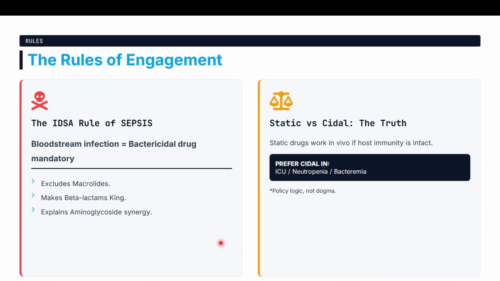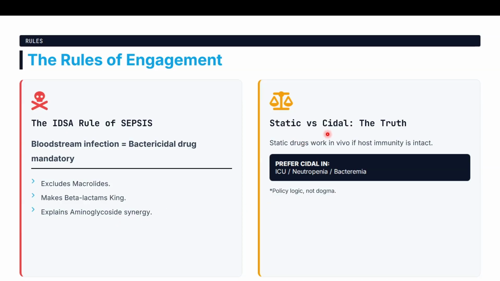Now, rules of engagement: the IDSA rules of sepsis. What it says is, if it is a bloodstream infection, always go for bactericidal, that is beta-lactam or vancomycin. This already excludes macrolides, makes beta-lactams the king of antibiotics, and explains the aminoglycoside synergy. Aminoglycosides act by protein synthesis inhibition; once the beta-lactam lyses the cell wall, these aminoglycosides can penetrate into the organism and kill it.